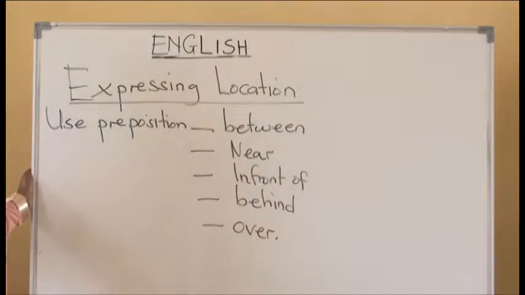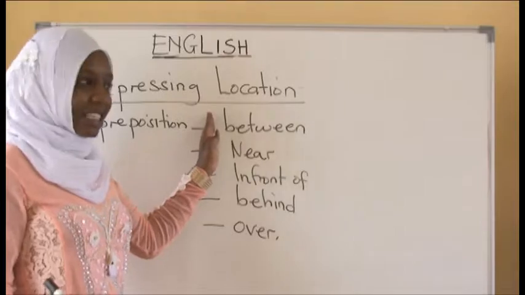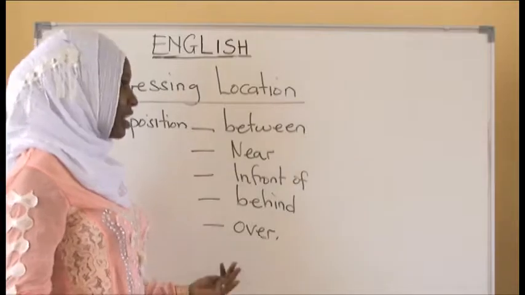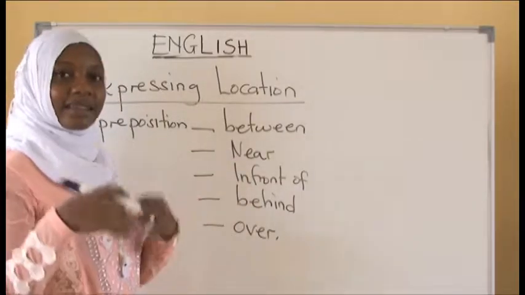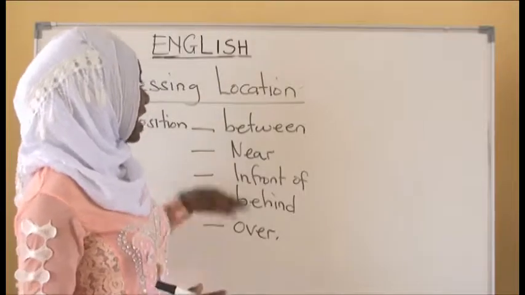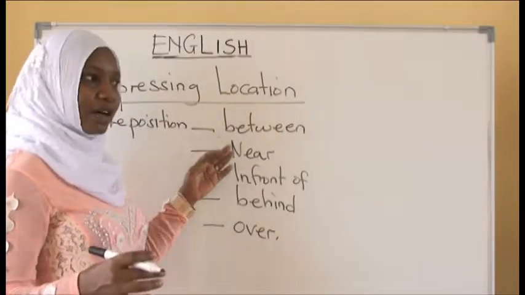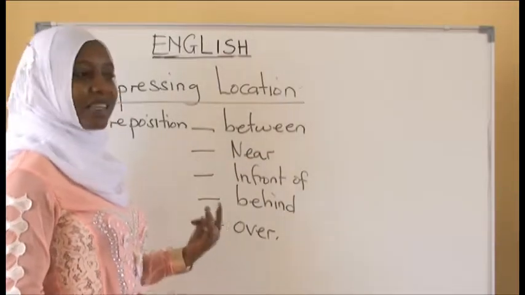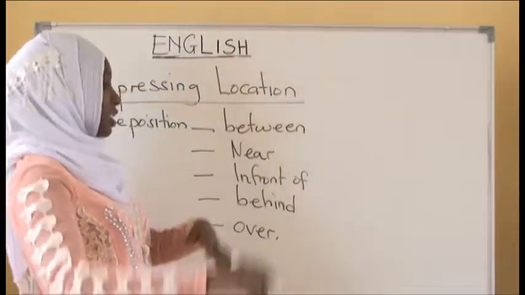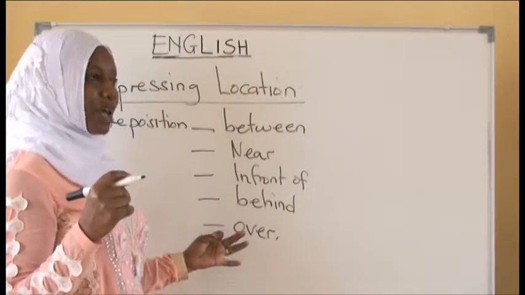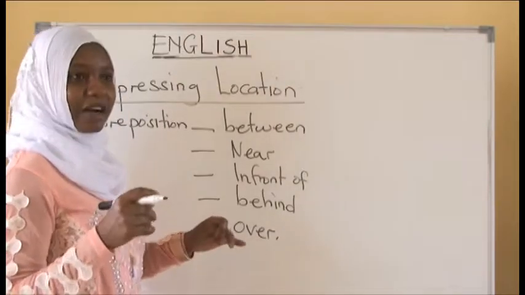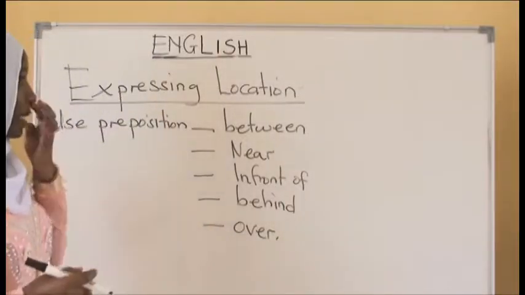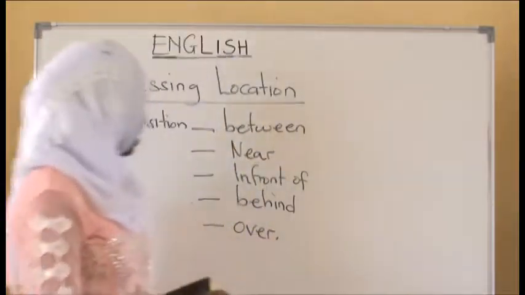In discussing these prepositions, we're talking about between. That means it is something which is in the middle of 2 things. There is a thing here and a thing here, and if something is in the middle, we say that thing is between them. When talking about near, we're talking about things which are beside each other. In front of is about things in front of you, and behind is behind you. And over, we're talking about something which does not touch a certain thing, but is passing over it.